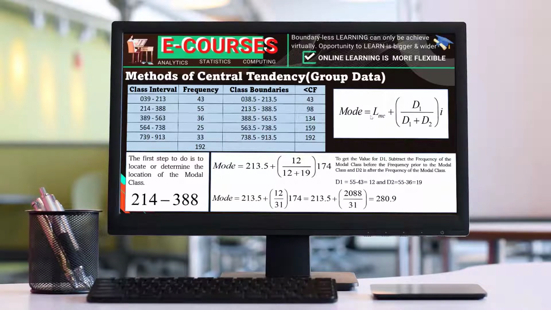I hope everyone is clear on how to construct a frequency distribution table to calculate the measures of central tendency for grouped data.